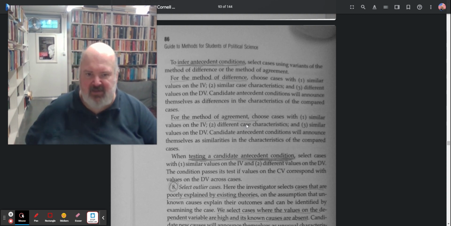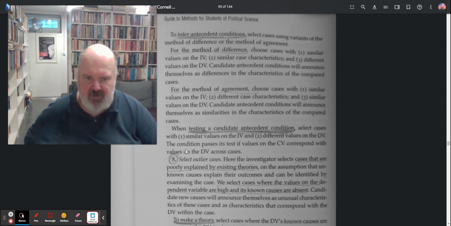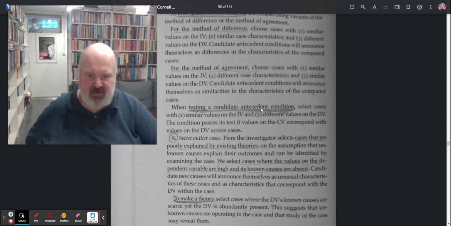For the method of agreement, choose cases with 1, similar values of the IV, 2, different case characteristics, and 3, different values of the dependent variable. The candidate antecedent conditions will announce themselves as similarities in the characteristics of the compared cases. When testing a candidate antecedent condition, select cases with 1, similar values on the IV, 2, different values on the dependent variable.